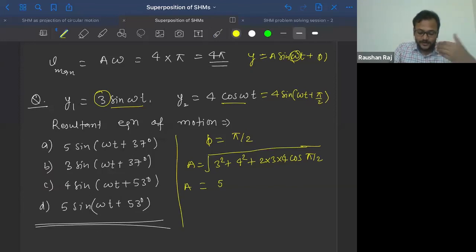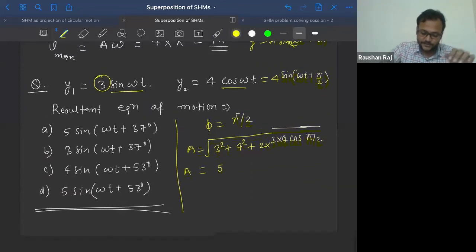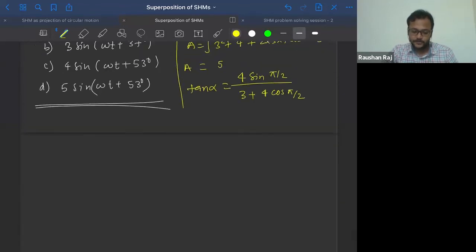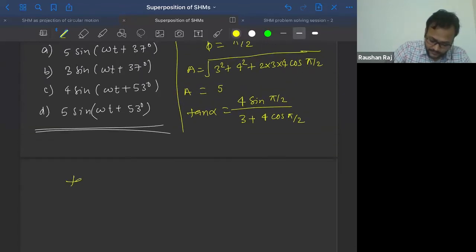Now, how will I find the value alpha here? So tan alpha will be written as, since I have considered this as the A1, A2 sine phi. What is A2? This is A1. This is A2. So what is A2? 4 into sine of phi, what is phi? Pi by 2, divided by A1 plus A2 cos phi, that is 3 plus 4 into cos of pi by 2. Cos pi by 2 is 0, sine pi by 2 is 1. So I'll get tan alpha is equal to 4 by 3.